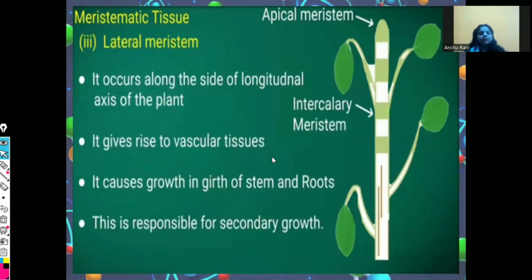Then you have lateral meristematic tissues. It occurs along the side of the longitudinal axis of the plant. It gives rise to vascular tissues. They are present here. They help in attaining the girth. जो plant की चौड़ाई है, जहां से वो base से ऐसे चौड़ा होना शुरू हो जाता है, it is secondary growth. Secondary growth of the plant is because of lateral meristematic tissues.